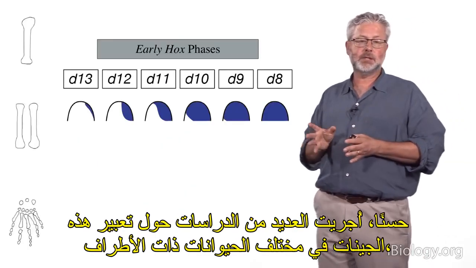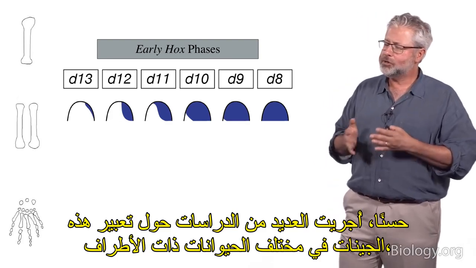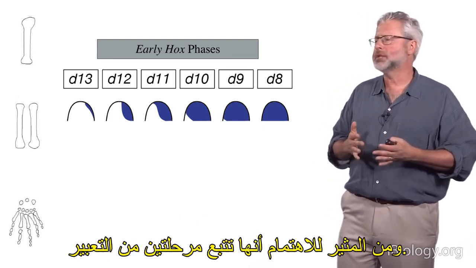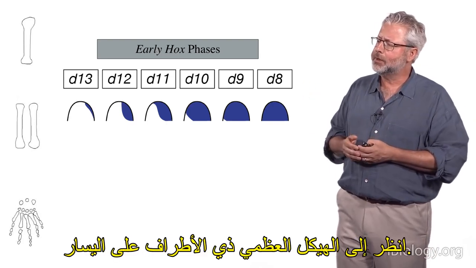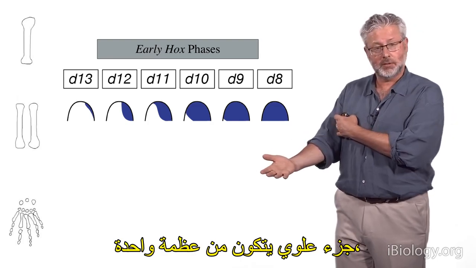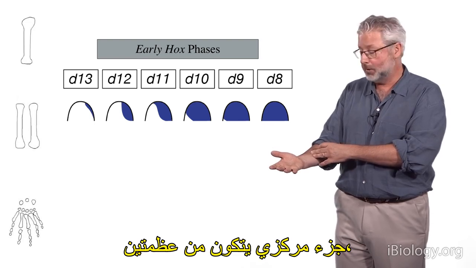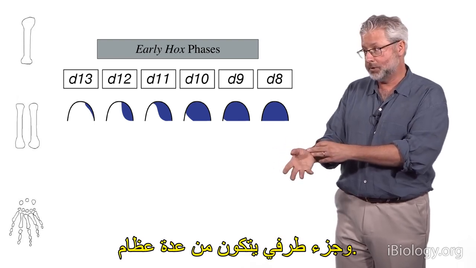Well, there have been a number of studies of the expression of these genes in diverse limbed animals. And interestingly, they follow two phases of expression. Look at the limb skeleton on the left. That has three components. It has a top component consisting of one bone, has a central segment composed of two bones, and has a distal segment composed of multiple bones.